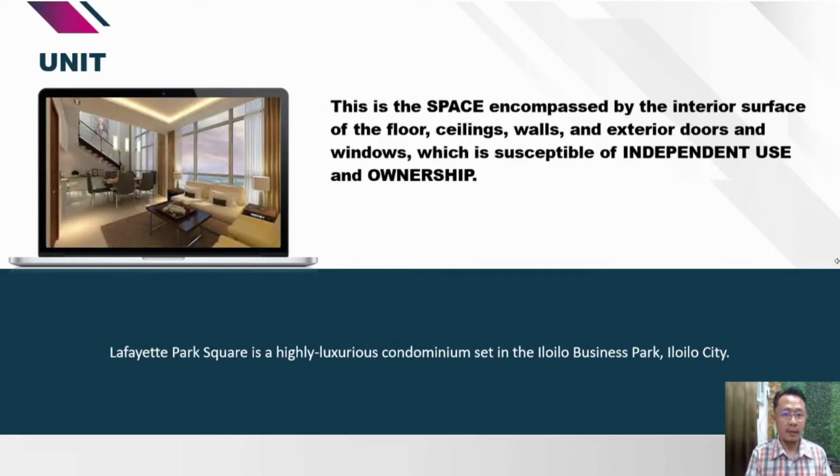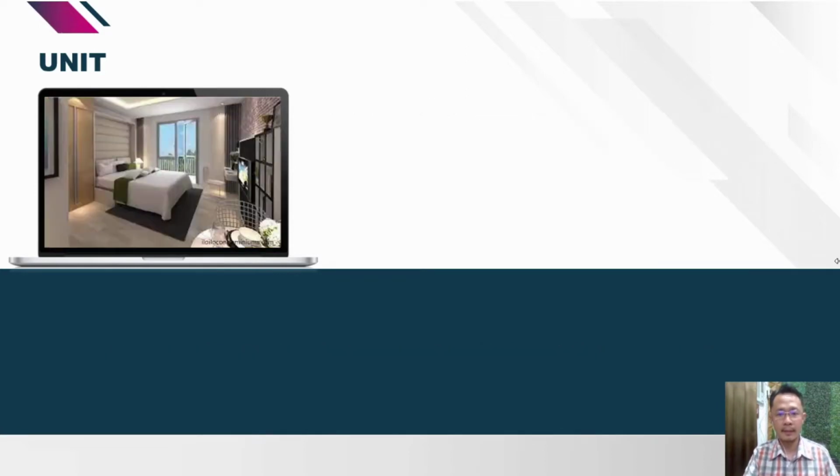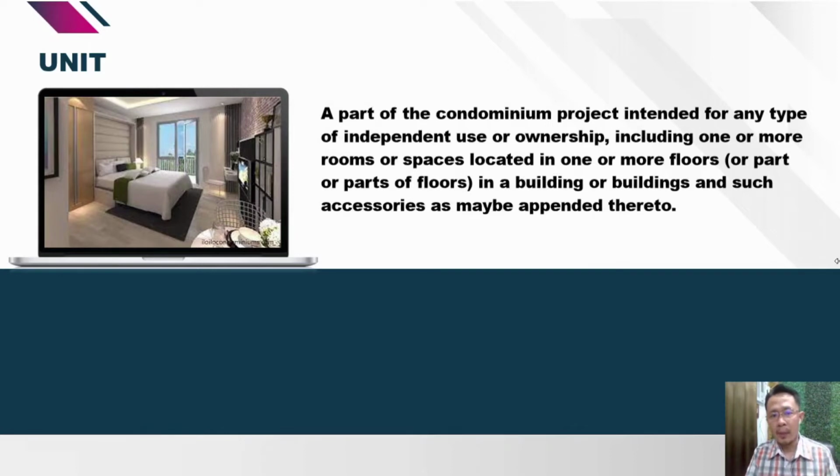So, what is a unit? This is the space encompassed by the interior surface of the floor, the ceilings, the walls, and the exterior doors and windows, which is susceptible of independent use and ownership. A unit is a part of the condominium project which is intended for any type of independent use or ownership, including one or more rooms or spaces located in one or more floors or part of floors in a building or buildings, and such accessories as may be appended thereto.